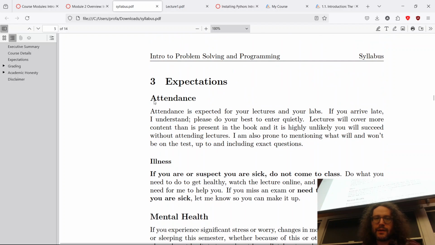Okay. I mentioned attendance. So attendance, it's expected. I don't say it's required because I cannot keep you here. If you decide to get up and go, okay. But I don't like attendance. I don't really check off formally. I don't take attendance or stuff like that. It's expected for your lectures and labs. I will get back to that for labs, because I'm trying to do something different for labs this semester.